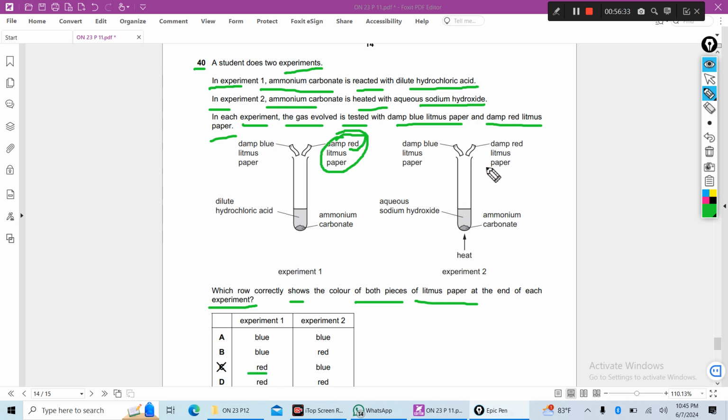Now number 2, when ammonium carbonate is heated with aqueous sodium hydroxide, ammonia gas, an alkaline gas, will be produced, which turns damp red litmus paper to blue. So this is experiment 2, damp red litmus paper turns blue, but in experiment 1, red litmus paper will remain the same.